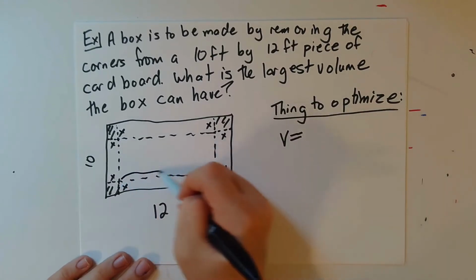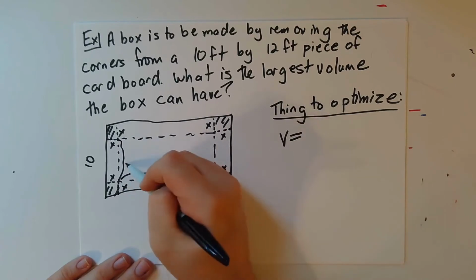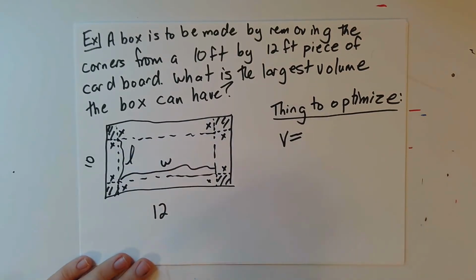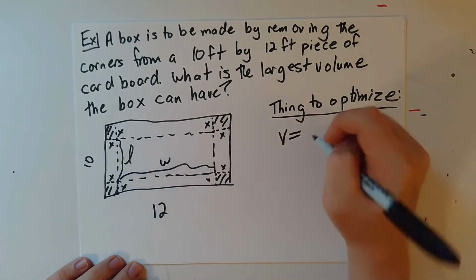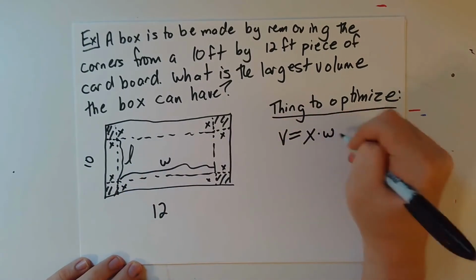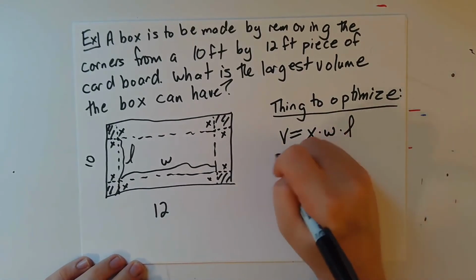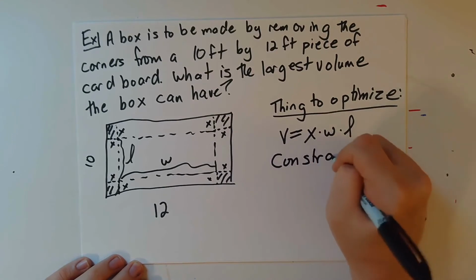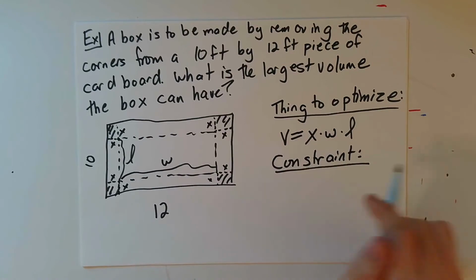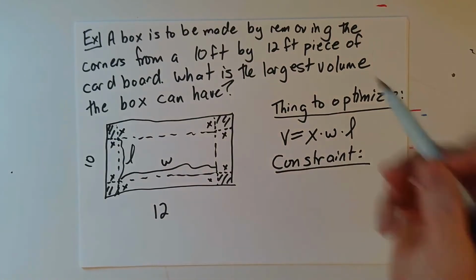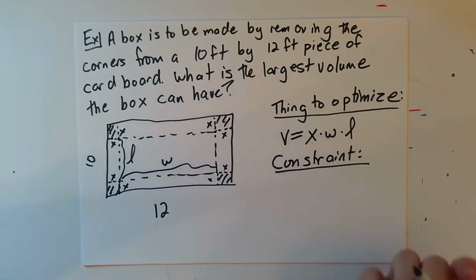I'm going to call this the width, and I'll call this the length. And so the volume here is the height, which is going to come from this x, times the width times the length. Okay, and I also have a constraint. And where is the constraint coming from in this example? The constraint is coming from the fact that I'm cutting this out of this 10 by 12 case.